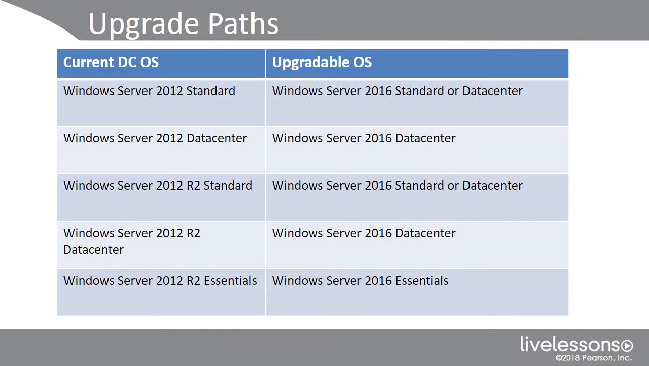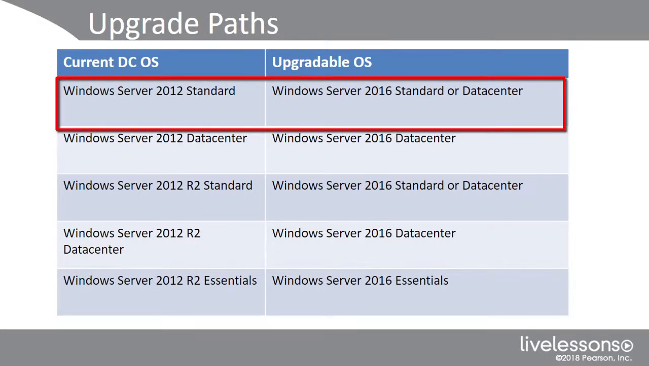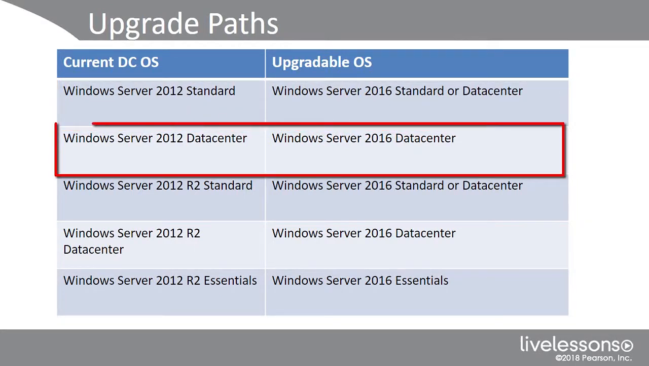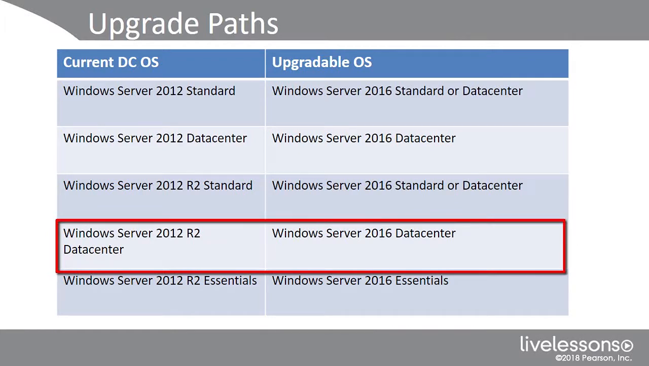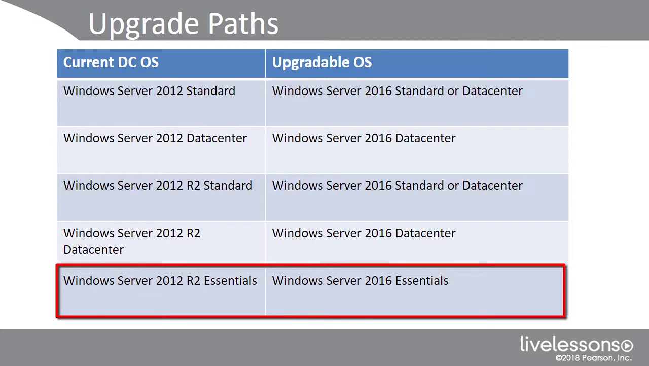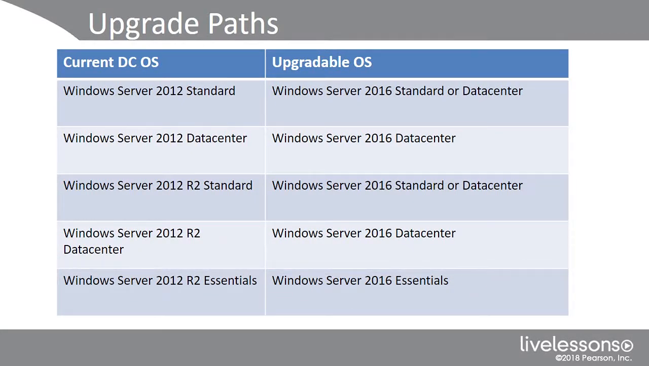Now, you may already have an existing operating system that you want to upgrade to. You can use these upgrade paths. Windows Server 2012 Standard, you can jump up to Standard or Datacenter. If you're running 2012 Datacenter, you obviously wouldn't want to downgrade to Standard in 2016, so it's Datacenter to Datacenter, 2012 to 2016. 2012 R2 Standard, again up to 2016 Standard or Datacenter. And your 2012 R2 Datacenter can go up to 2016 Datacenter. And if you're running Windows 2012 R2 Essentials, you can bring that up to Windows Server 2016 Essentials. So if you already have domain controllers out there, these are your upgrade paths.